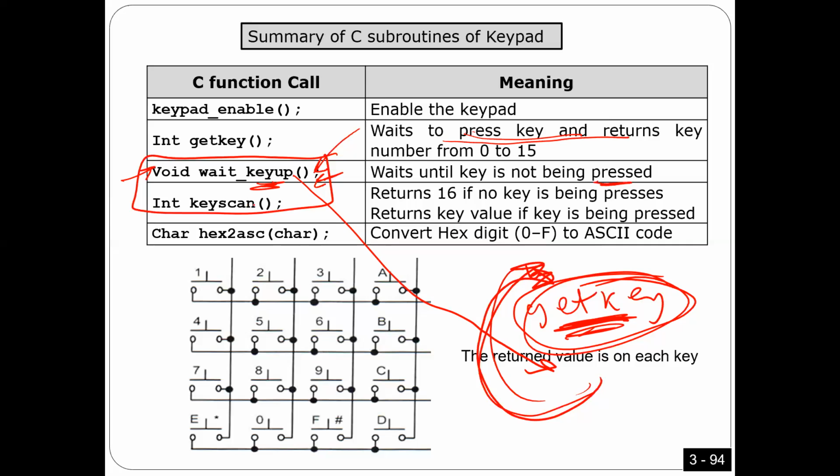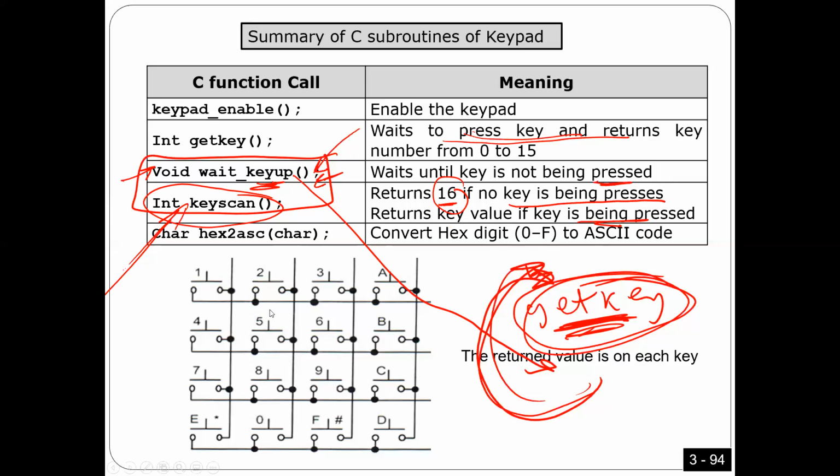We have another one, it's called key scan. I don't think we're going to use it, but I'm going to tell you about this one. This one should return number 16 if no key is being pressed. So if you want to know if there is a key pressed or not, you can just call this function. It's going to return 16 if no key is pressed. Otherwise, it's going to return the key value.